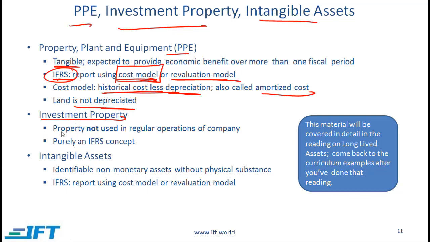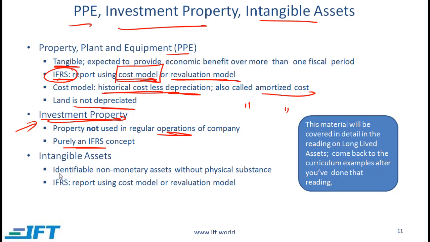Investment property, this is property that is not used in the regular operations of a company. So if you have a given company that has purchased property in another location and that property has nothing to do with the core operation, then that property has to be marked as investment property, and there are accounting rules and valuation rules for an investment property, which we will study later. This concept of investment property is only in IFRS. US GAAP does not mention this term.